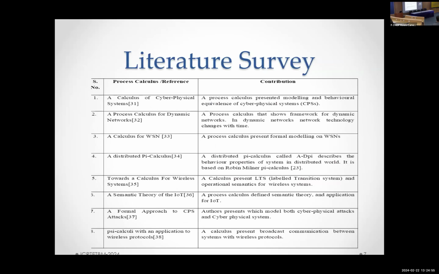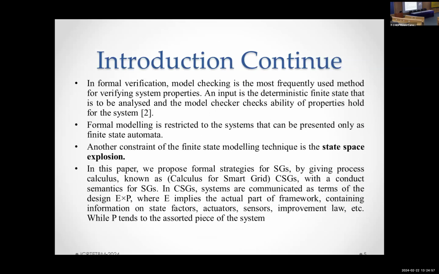The first thing is, what is formal verification? Formal verification is a method of proving or disproving the correctness of the system. In a smart grid, formal methods can be applied for verifying its various properties. This is a diagram of the smart grid. It consists of power generation, transmission, substation, distribution, and customer demand side. These are the basic components of your smart grid.